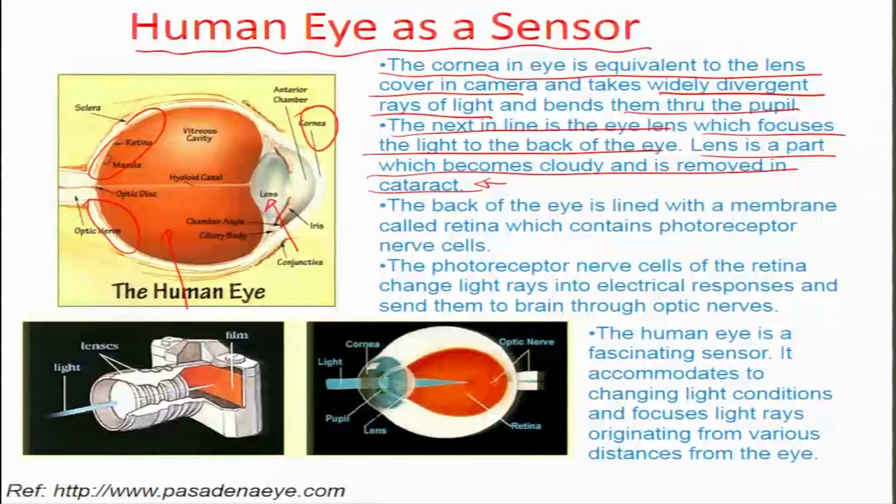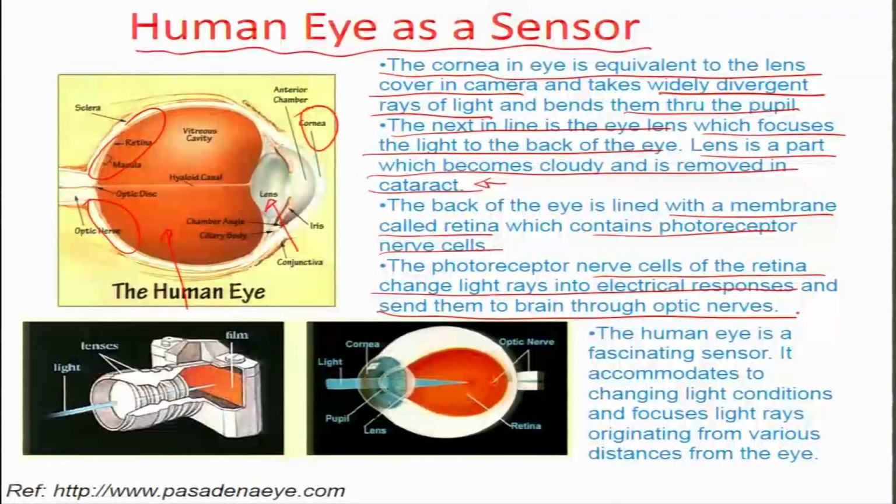The back of the eye is lined with a membrane called the retina, which I just showed. It contains photoreceptor nerve cells. These photoreceptor nerve cells on the retina change light rays into electrical responses, okay, sending them to the brain through the optic nerve.